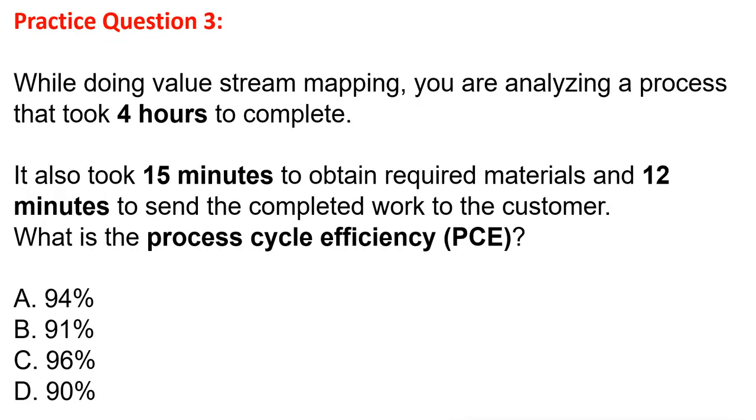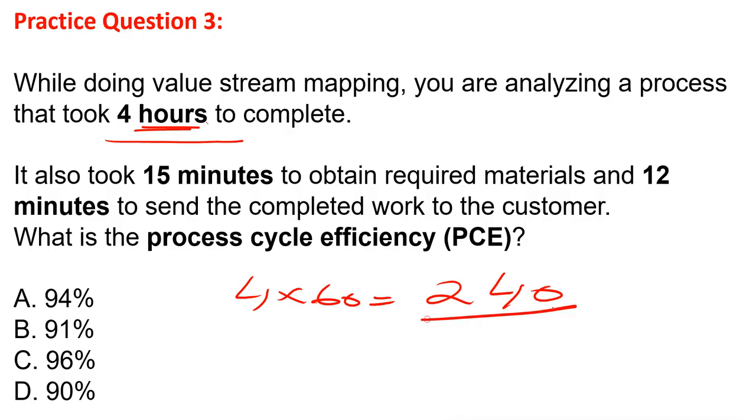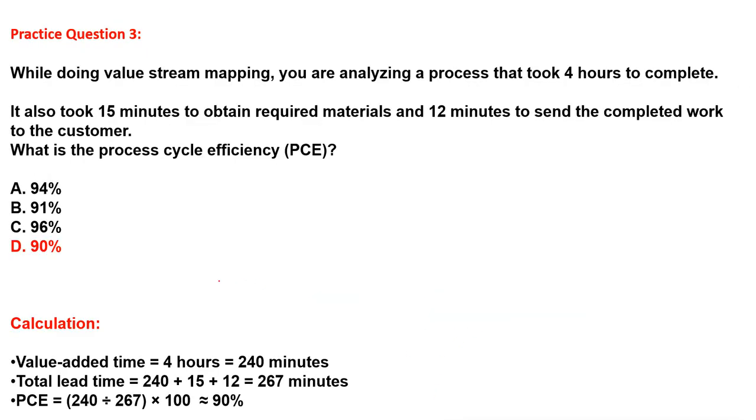Okay. And I have written the formula again for you. The last question is, while doing value stream mapping, you are analyzing a process that took 4 hours to complete. It also took 15 minutes to obtain required material and 12 minutes. Again, you can see these units are different. Keep in mind, in the exam you have to be very careful. Do not add 4 plus 15 plus 12. No, you have to be careful about the units. So 4 times 60 is equal to 240, divided by 267, so you will get the answer approximately equal to 90%. I hope the concept is clear.